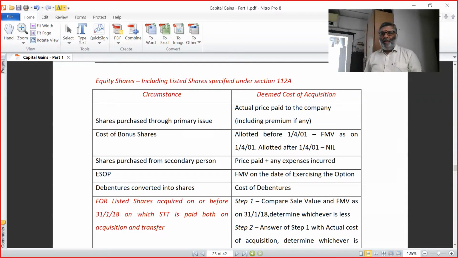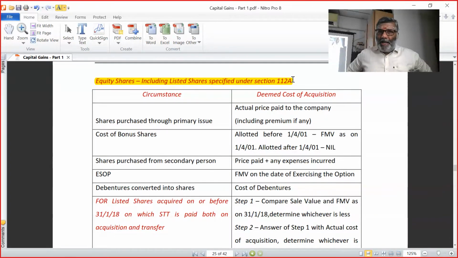Now, the next thing is speaking about taxation of equity shares, including listed shares specified under 112A. Taxation of equity shares is the next thing you have to understand. Before going into understanding the equity shares, listed shares part of it, I need to tell you a small preamble so that you can understand why this particular provision. I am talking about listed shares first.